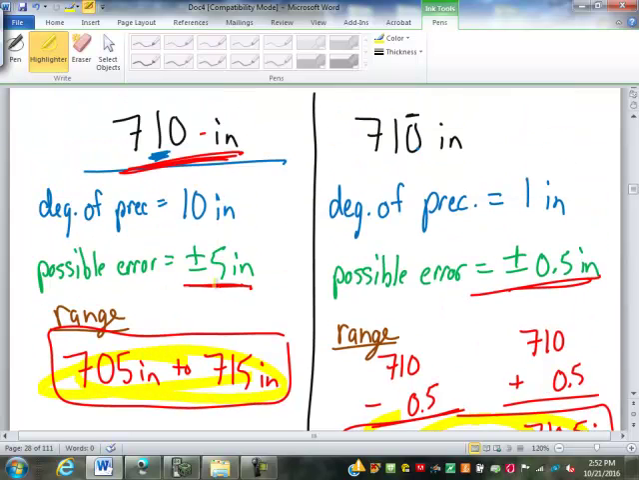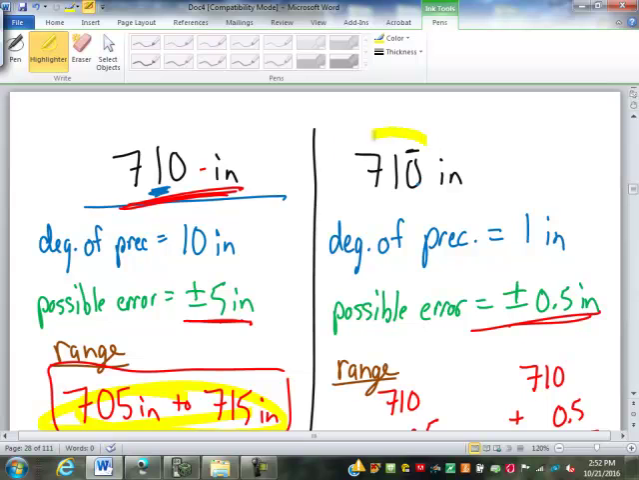Now in practice, we don't see it a whole lot, but it is a good habit to get into of indicating if there's zeros like that, indicating that that really is part of the measurement.